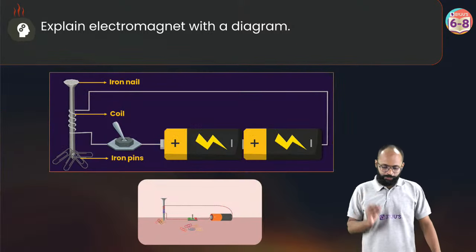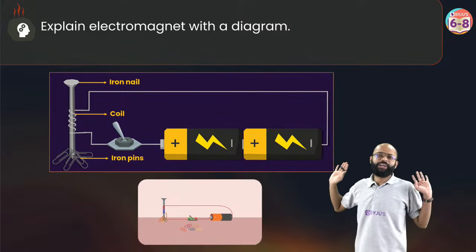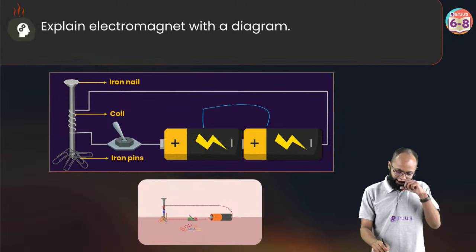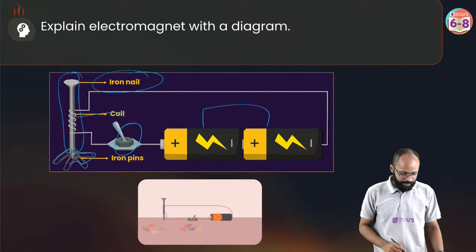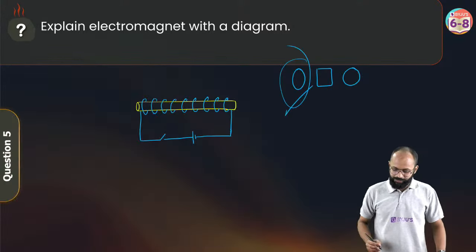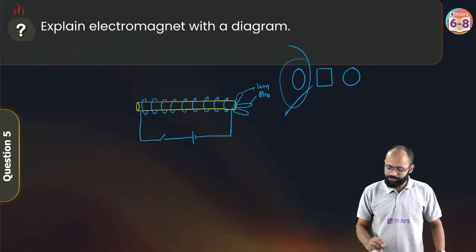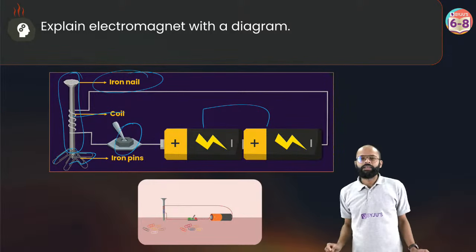Clear. So this is a fancy diagram, okay. Fancy kids make it, I don't make it. So these are like two cells. Then we have a switch. Then we have a nail. This is your coil. This is your iron nail. And you will make some pins. So I know in the previous diagram, you can also make some pins over here, like this. This is your iron pins. And you will mark it: iron pins. Fine. Okay? You will make it, right? Easy, easy. Nothing happens.